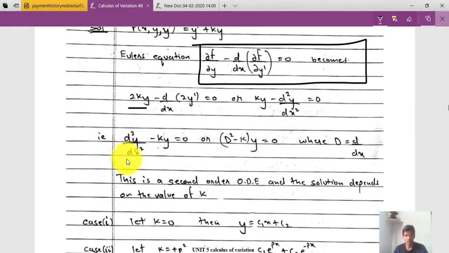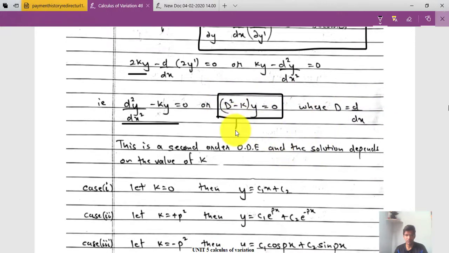Now, d by dx of y prime becomes d square y by dx square. On rewriting, I can write it as d square y by dx square minus ky equal to 0, or (D square minus k) y is equal to 0, where D is d by dx.